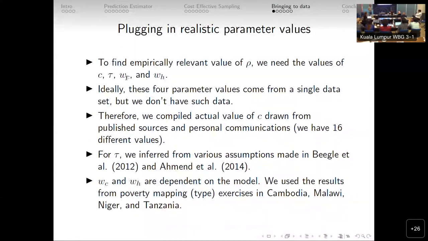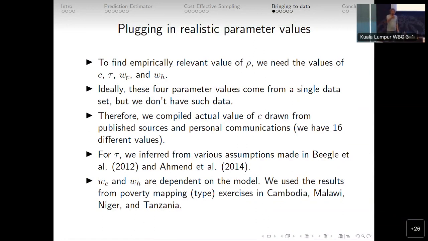So to bring this to data, to get a sense of how difficult it is to find contexts where there might be some meaningful scope for gains, we have to calibrate the parameters that are part of the underlying data delivery process. That is this WC and WH. It tells you the importance of model error, and to what extent statistical uncertainty scales with the number of clusters. That is something that may vary from country to country.